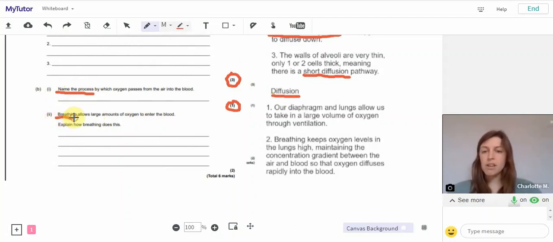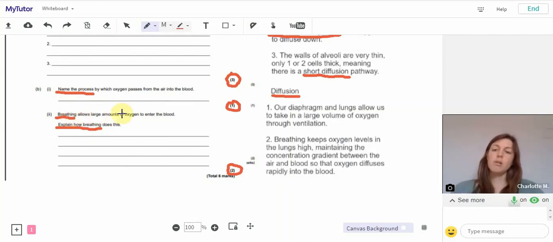keywords here are breathing, allows large amounts of oxygen to enter the blood. Explain how breathing does this. So the key command word here is explain, so we know we need an explanation, and it's a 2-mark question, so we need to make 2 points with keywords. Another part of the question to take notice of here is that they've said the word breathing. And breathing, as well as the gas exchange, encompasses ventilation too. So they're wanting to know how the act of breathing allows those large amounts of oxygen to enter the blood.